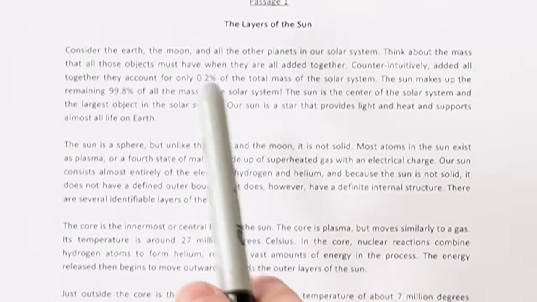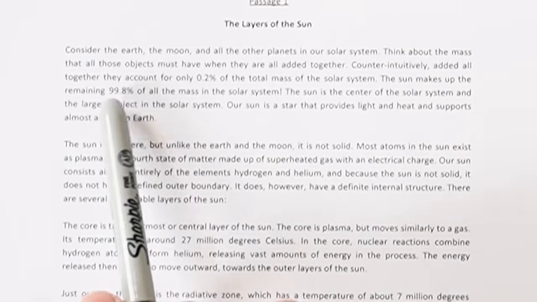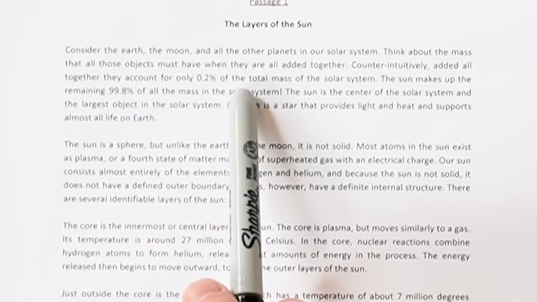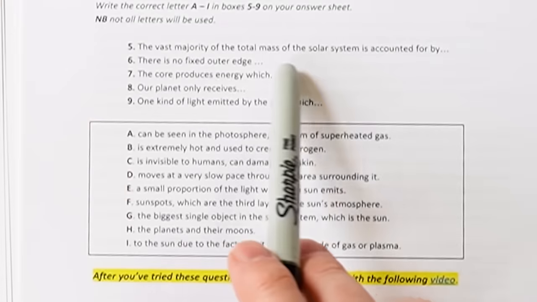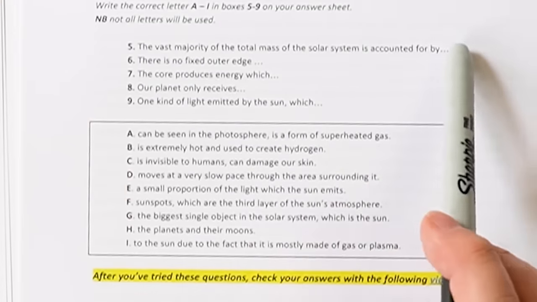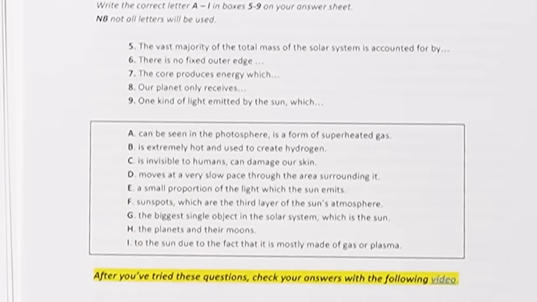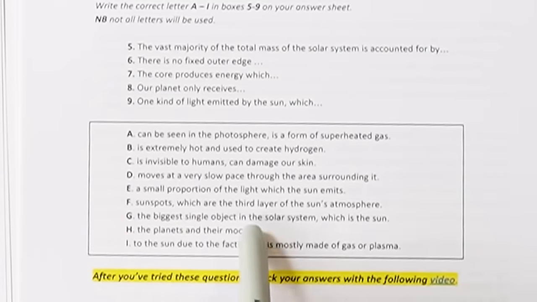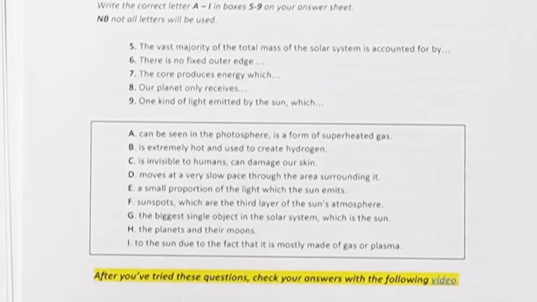Okay, scanning the first paragraph here, mass. Counterintuitively, added together, they account for only, okay. So the planets only account for 0.2%. The sun makes up 99.8% of the mass in the solar system. So it is the sun. The vast majority of the total mass of the solar system is accounted for by, so we're looking for the sun. G, the biggest single object in the solar system, which is the sun.